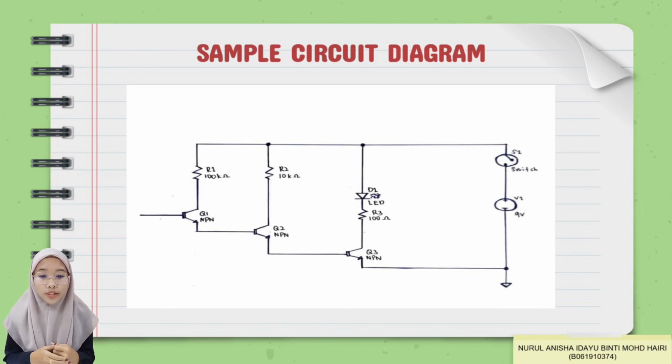For the second component, the resistor is an electrical component that limits the flow of electrical current in an electric circuit. For the last component, which is the switch, it is an electrical component that can disconnect or connect the connecting plate in the circuit, interrupting the electric current from one conductor to another.